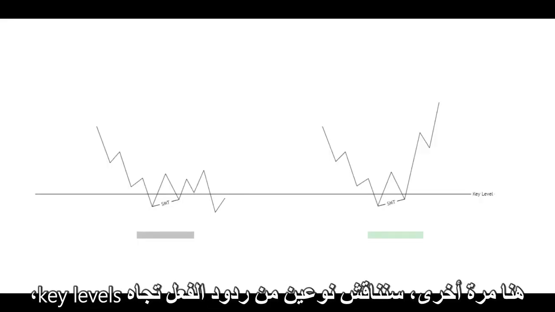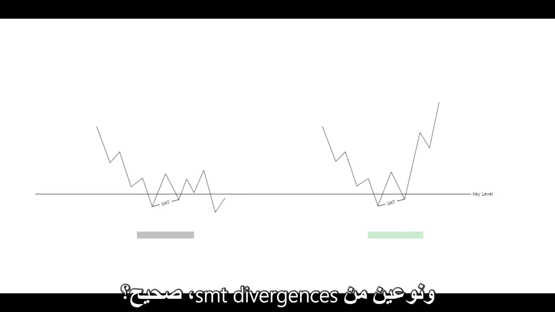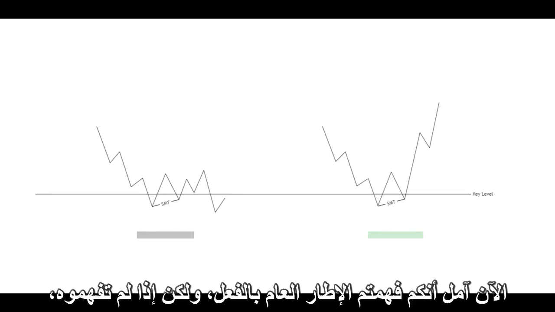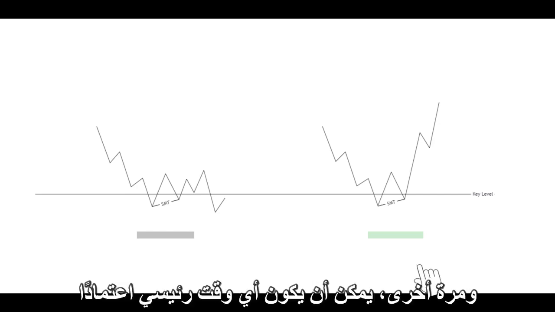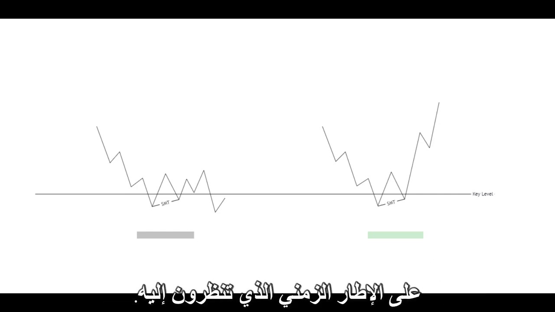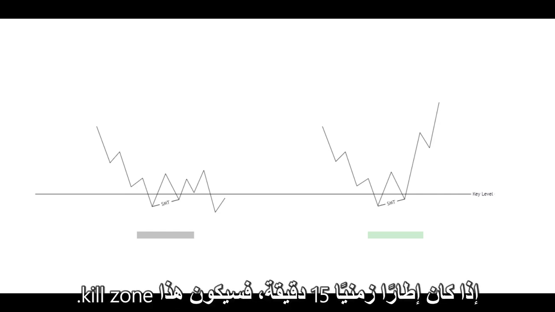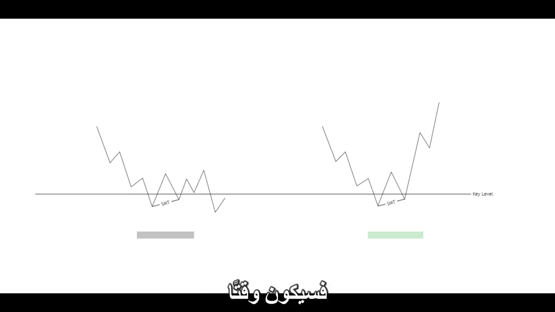Right here again, we'll discuss two types of reactions to key levels and two types of SMT divergences, right? Now, I hope you understand the framework already, but if you don't, let me explain it to you. The green area represents a key time, and again, it could be any key time depending upon the time frame that you are looking at. If it's a 15-minute time frame, then this would be a kill zone. If you're looking at a 4-hour time frame, then it would be a key time of the week or a key day of the week.